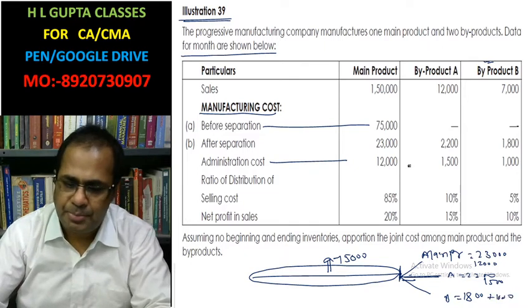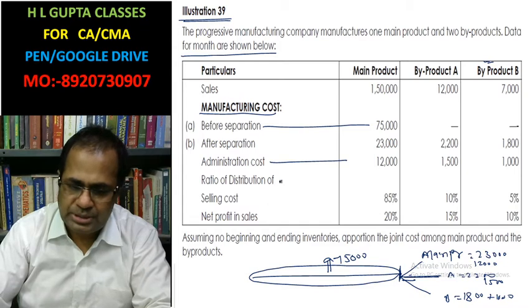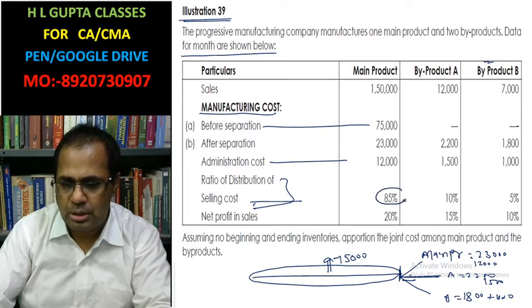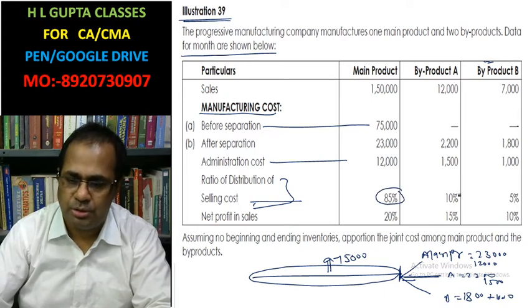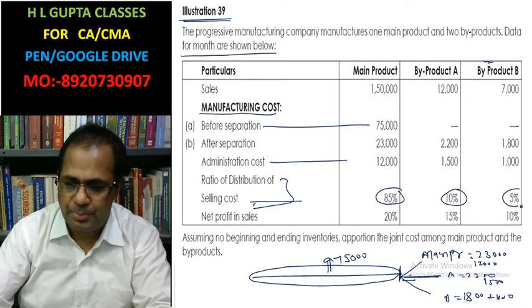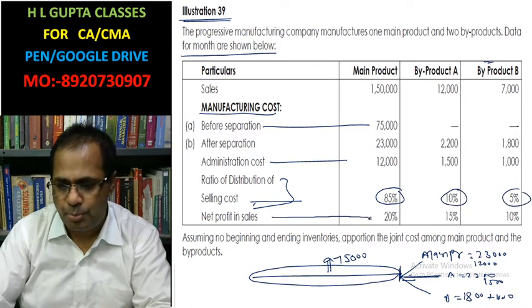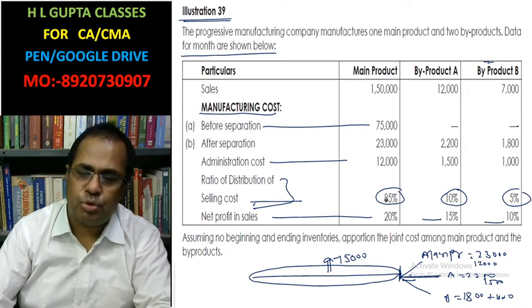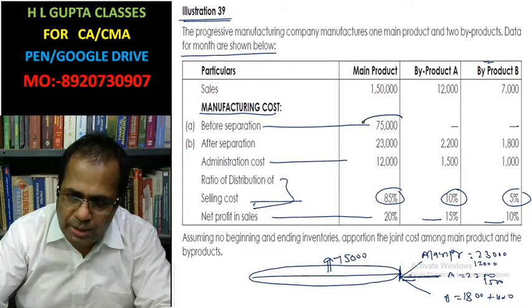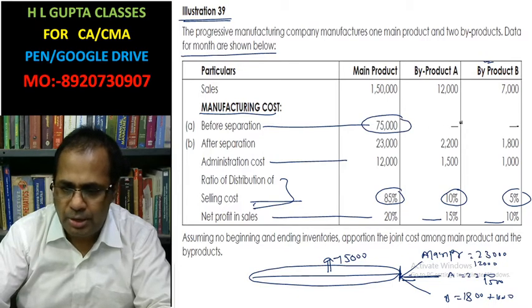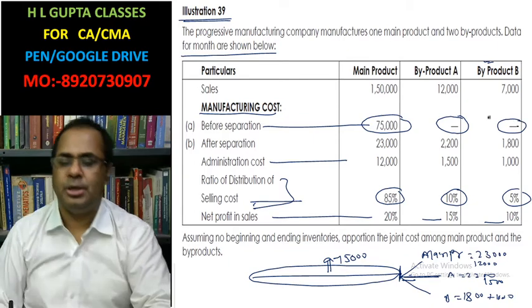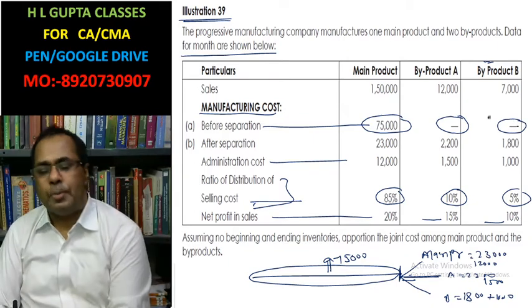After separation, the selling expenses are distributed in the ratio of 85% of total selling cost, 10% of total selling cost, and 5% of total selling cost. Net profit is also given in this case. Now you have to calculate the joint cost for the main product, for byproduct A, and for byproduct B.